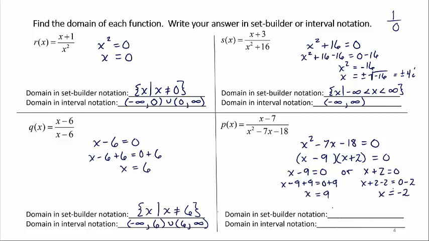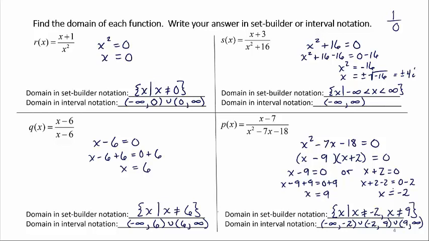Okay, so we know that x can't be those values, right? So I'm going to say set of all x such that x cannot be negative 2, and also x cannot be 9. And on the number line, I'm going to have 3 intervals, right? So negative infinity up to negative 2 in union with negative 2 to 9 in union with 9 to positive infinity, okay?